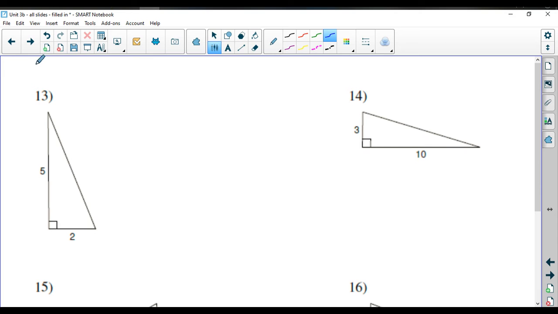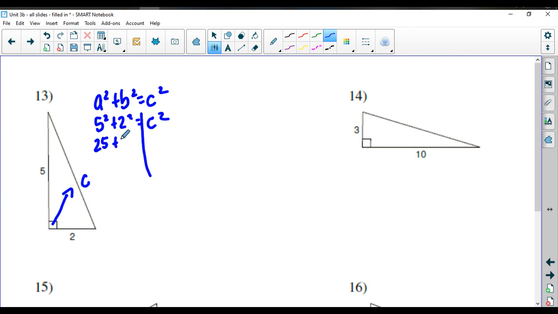So we're going to flip on over then to page number 8, and we're going to take a look starting at number 13. So number 13, we are still, it looks like here, solving for c. So we have a squared plus b squared equals c squared. So 5 squared plus 2 squared equals c squared. 25 plus 4 equals c squared. 29. Take the square root of both sides. The square root of 29, direction said we could round to the nearest tenth, so I'm going to get 5.4 when I round. Taking a look at number 14, it looks like I'm also solving for c still.